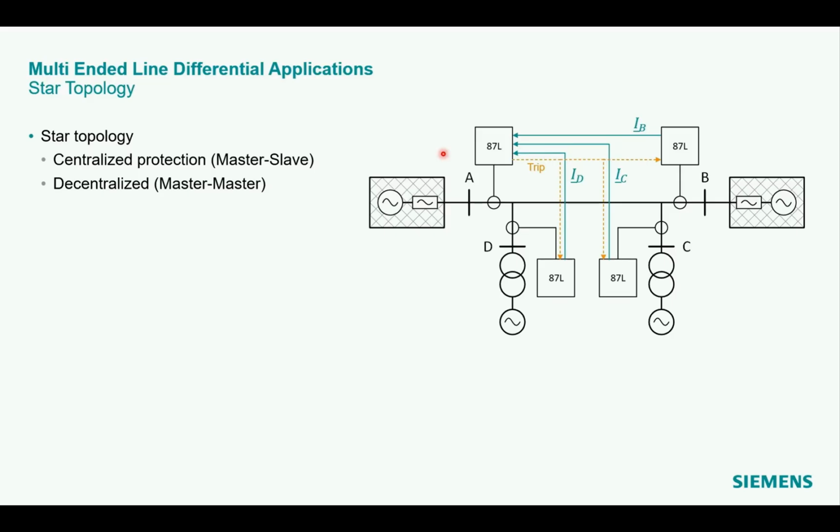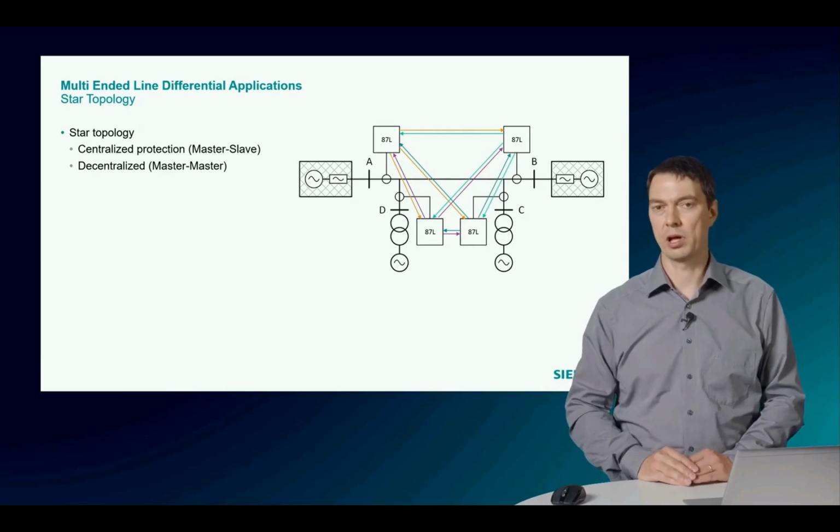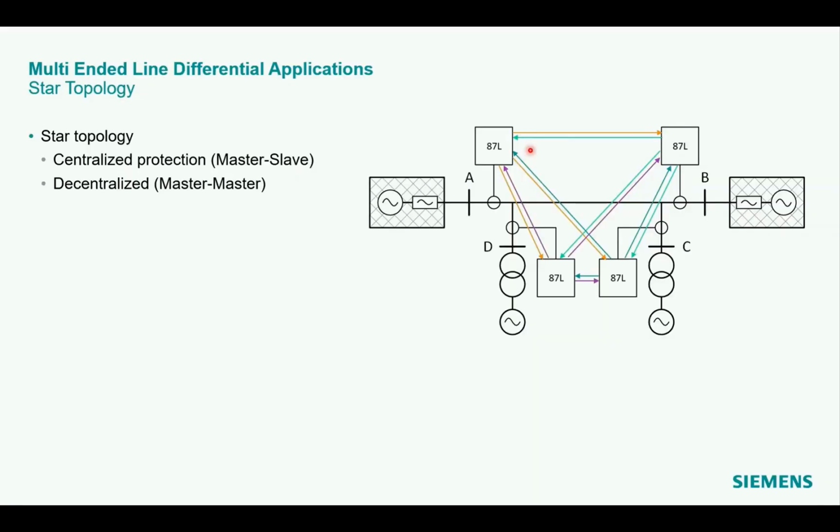A redundancy concept is required for the scheme because if this relay fails, then the whole scheme would fail. A decentralized scheme can be obtained if all the relays at all the terminals have all the information, have connections to all other line ends. Due to the higher amount of required communication interfaces, this is often only applied up to 3 line terminals.